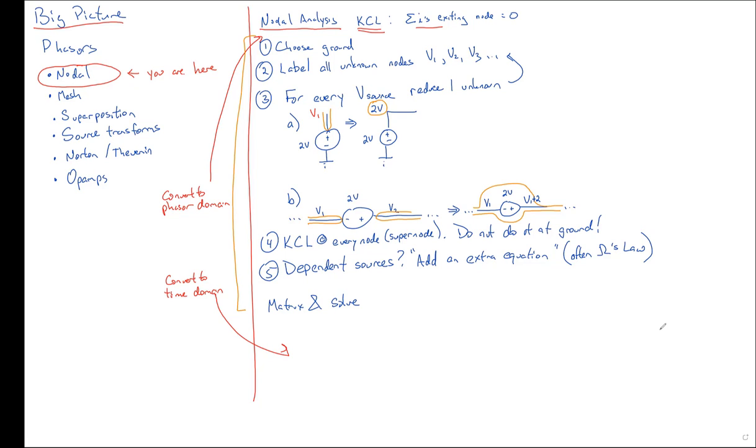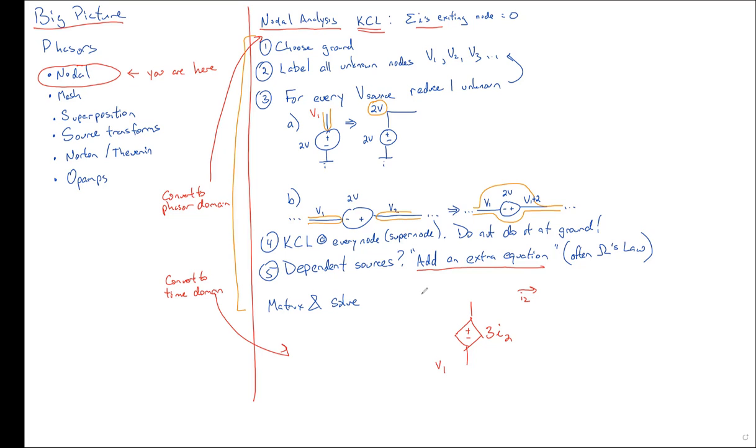Yeah, for dependent sources, can you specify what you mean by adding an extra equation? So the question is, if you've got a dependent source, what does it mean to say add an extra equation? Philosophically, what it means is that if you've got a dependent source, and let's say it's equal to 3 times some current elsewhere in the circuit. So now you've got this I2 elsewhere in the circuit.